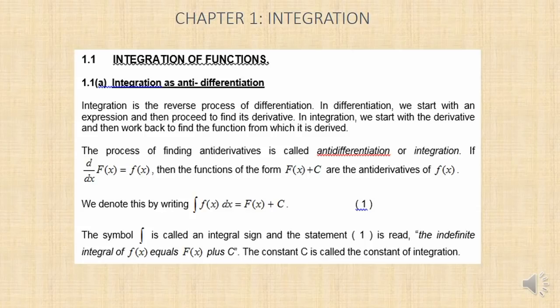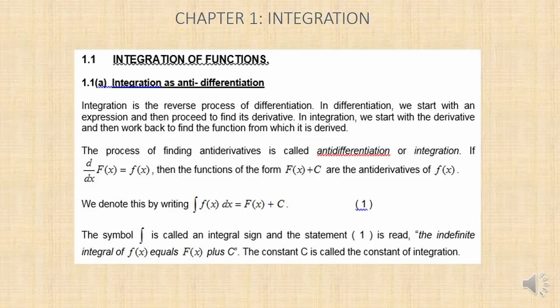Okay, the integration of function. What is integration? Integration is the reverse process of differentiation. In differentiation, we start with an expression and then proceed to find its derivative, which we learn in SM015, chapter 9. In integration, we start with the derivative and then work back to find the function from which it is derived. The process of finding antiderivative is called antidifferentiation, or we know as integration.